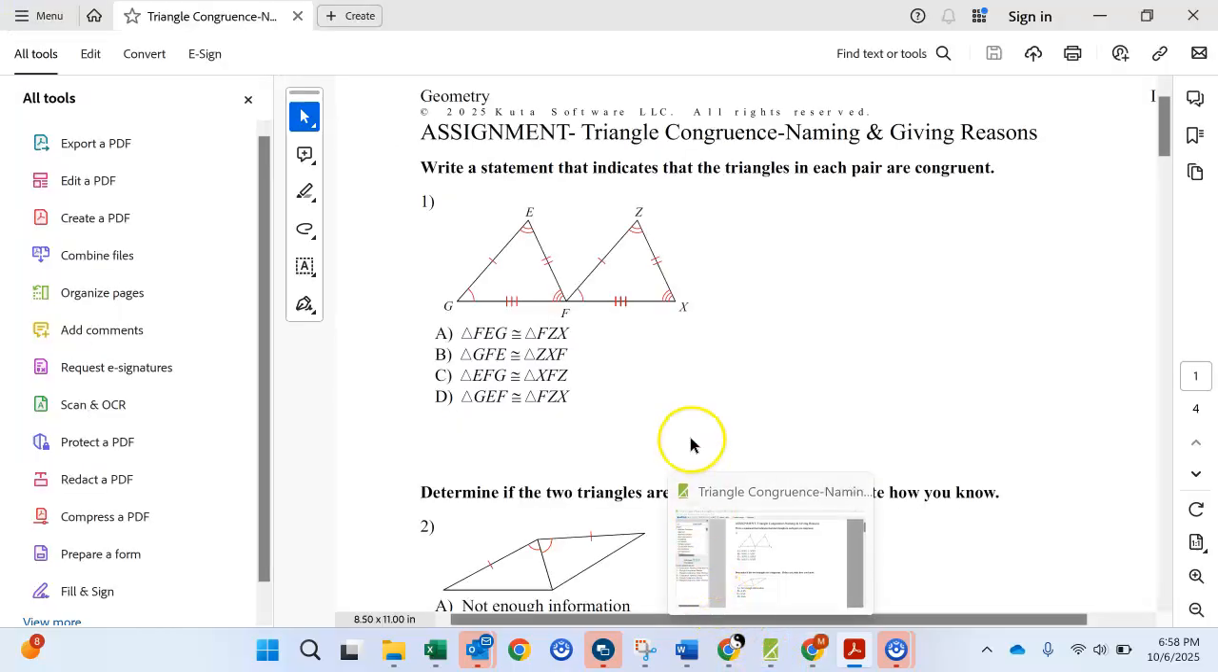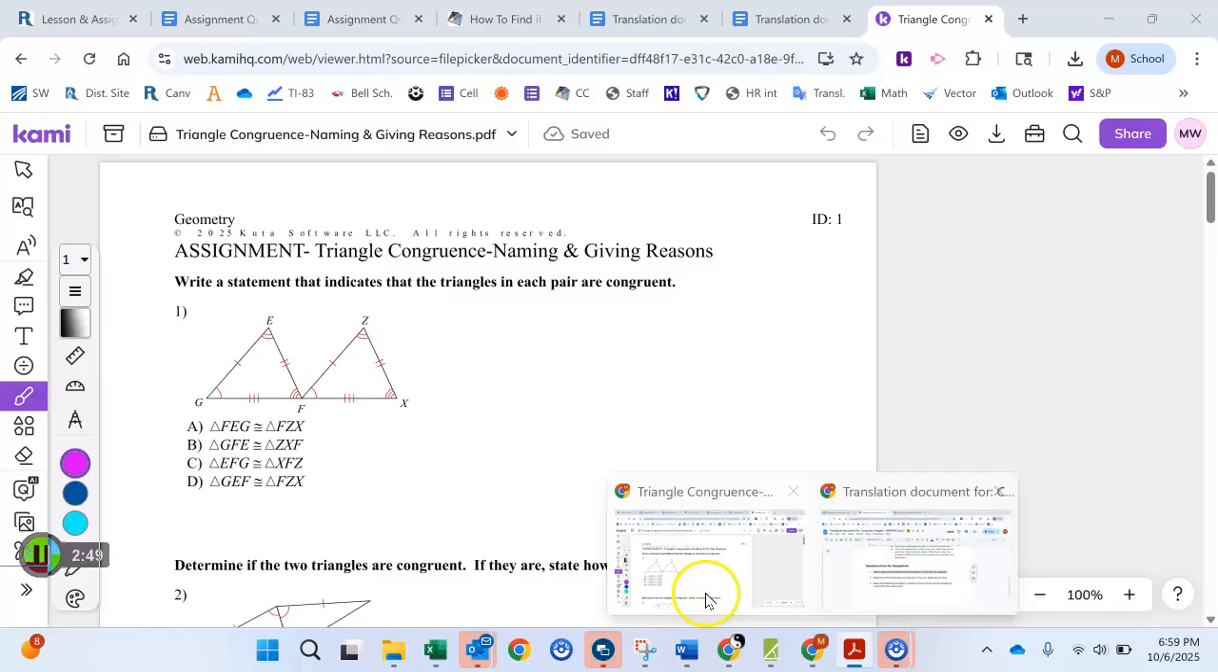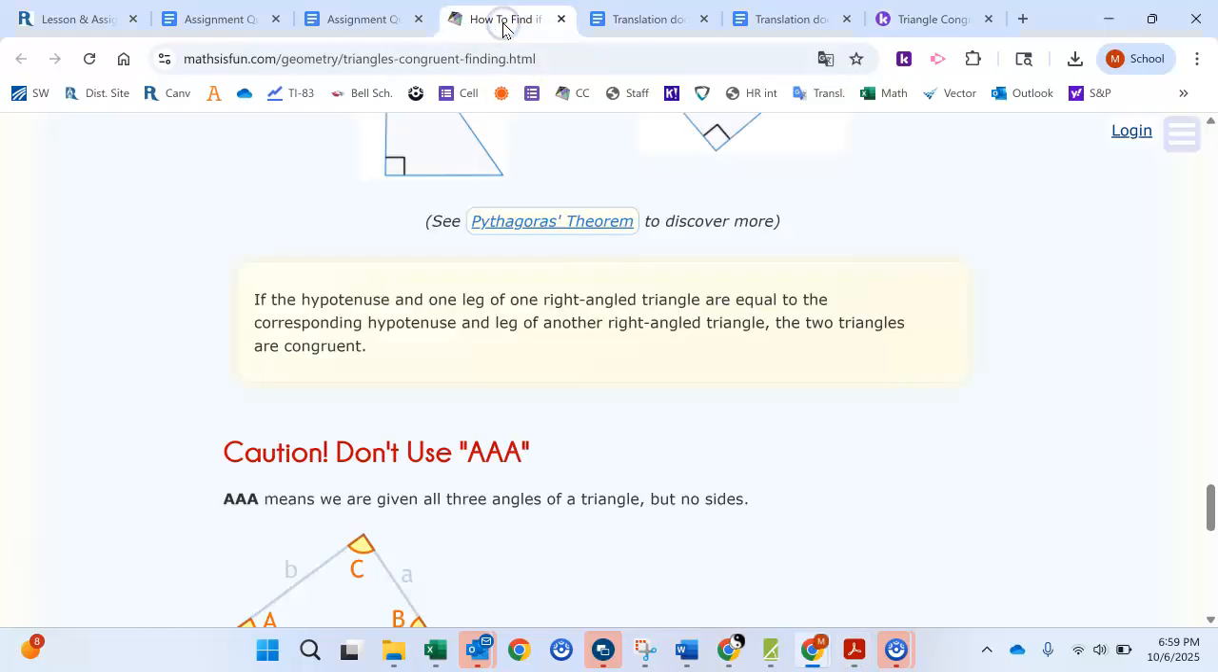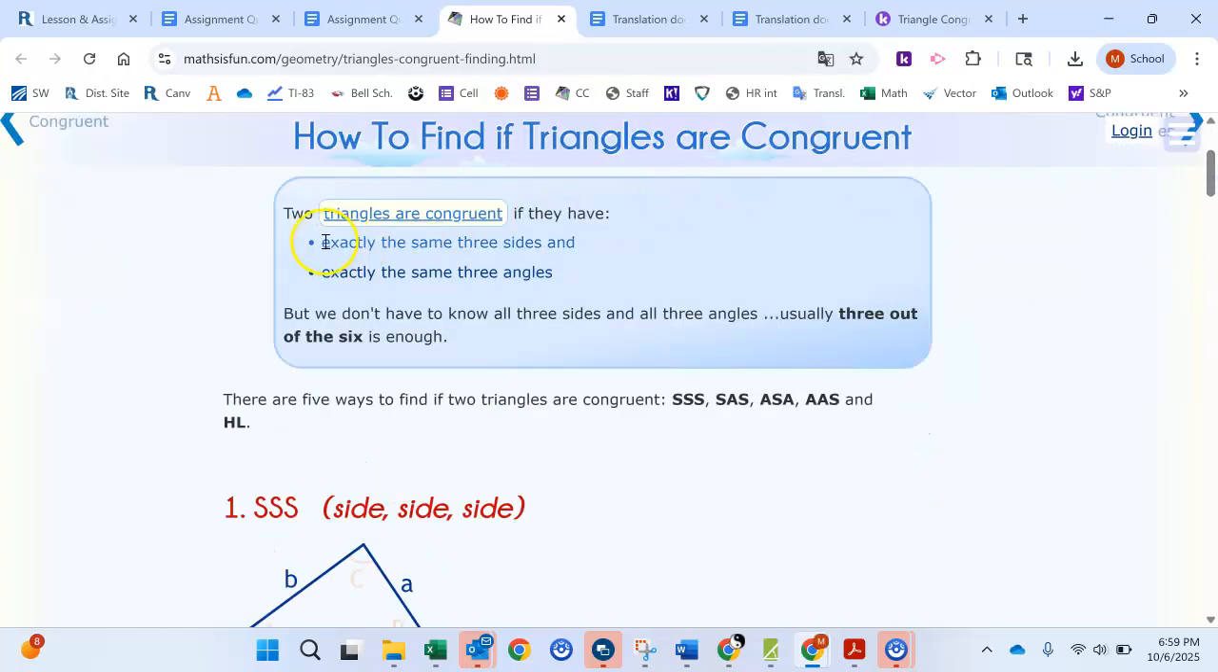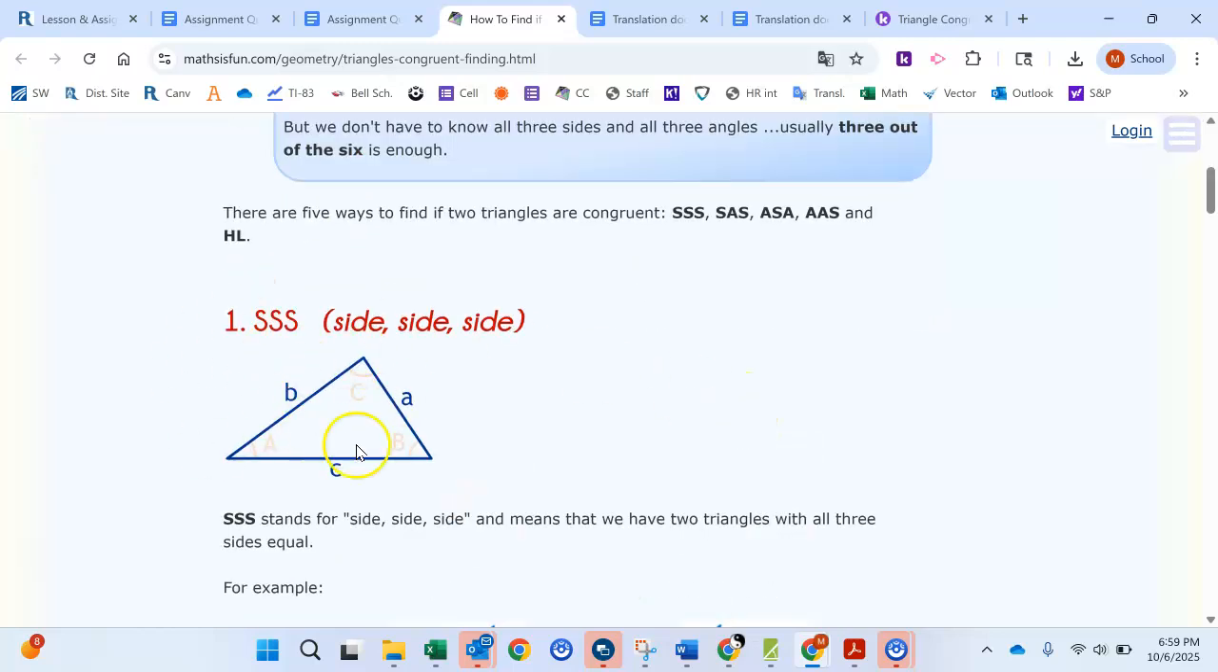All right, so now that we've got it in Kami, the one thing I want to review is why triangles are congruent. Let me go back to this document over here. Triangles are congruent if they have exactly the same 3 sides and exactly the same 3 angles. There are different ways to designate this. The letters outside are the length of the side, how long it is. The letters inside are the angles, marked by these angle symbols right here.